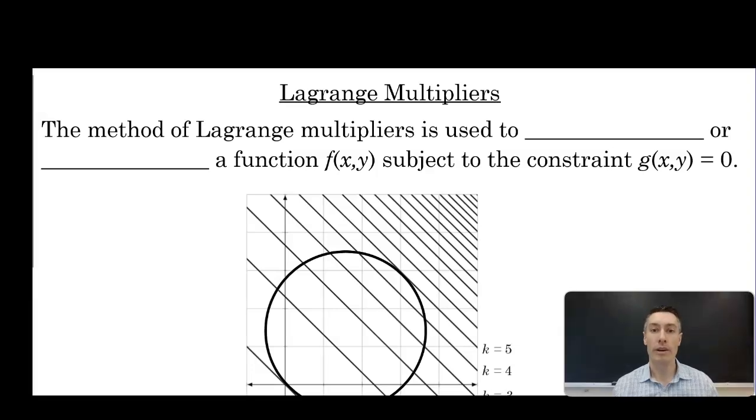In this video, we are going to solve optimization problems with the method of Lagrange multipliers. The method of Lagrange multipliers is used to maximize or minimize a function f of x, y, subject to the constraint g of x, y equals 0.